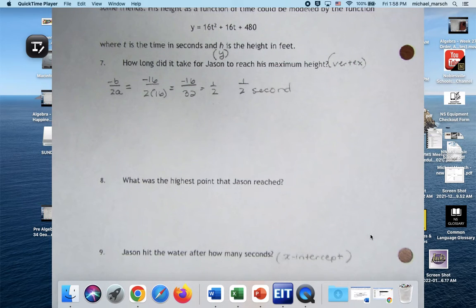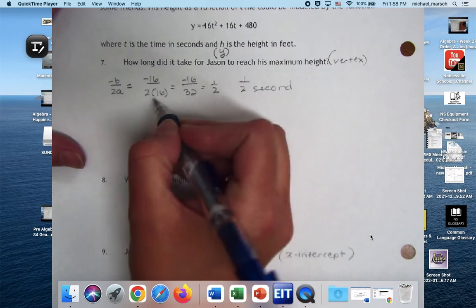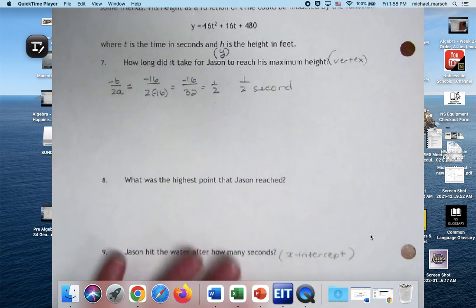Wouldn't it be negative 1/2? So he went back in time. Opposite of b over 2a. I'm going to guess that this is supposed to be a negative 16 and I just didn't put it in there. So we'll just pretend that that's supposed to be a negative 16.